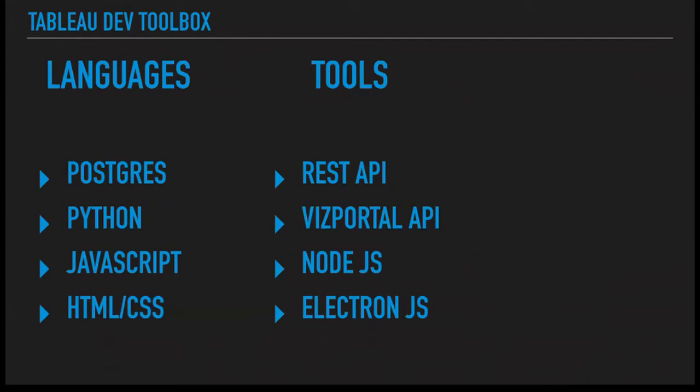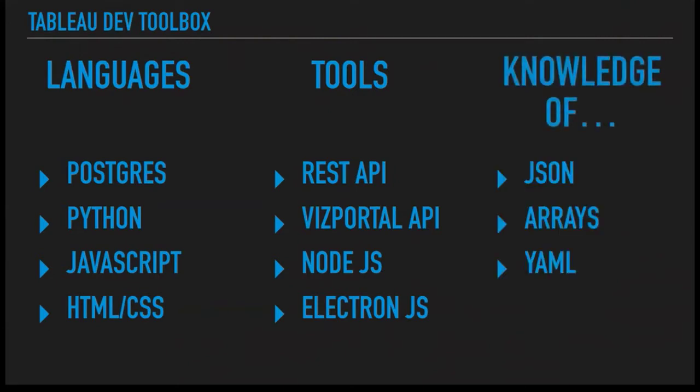And the last piece we'll need is just some general knowledge of JSON, JavaScript Object Notation, a way to hold key value pairs. Arrays, we're going to have lists of information that we want to be able to iterate through because we're going to have some repetitive tasks. And then the last one is YAML, and this is a basic format that we're going to use to create some configuration files that will drive our entire application.